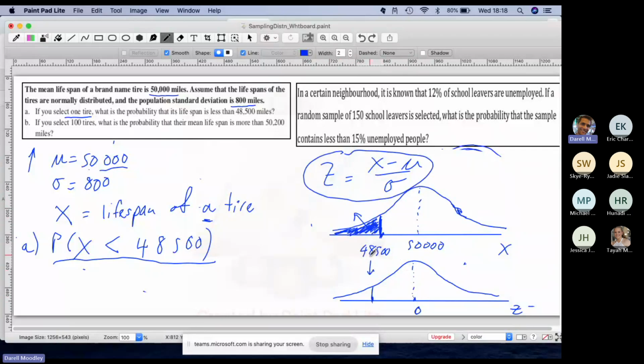You're going to plug 48,500 into this X. You're going to use a mu of 50,000, and your sigma is 800. So that's what you would substitute for the denominator: 800 there, 50,000 here, and for your X, you substitute 48,500. If you put all those values into the equation, you get an equivalent Z value of minus 1.8.